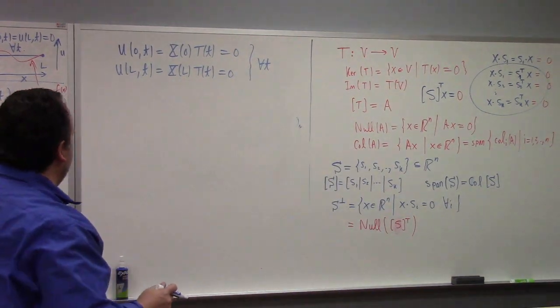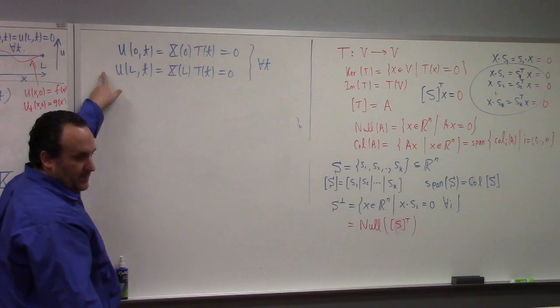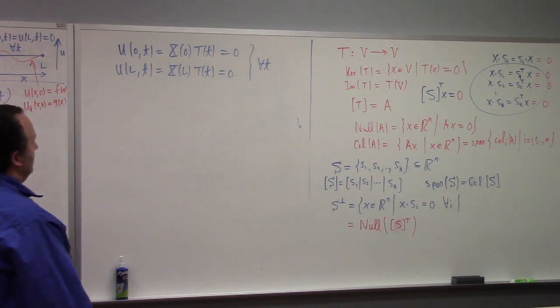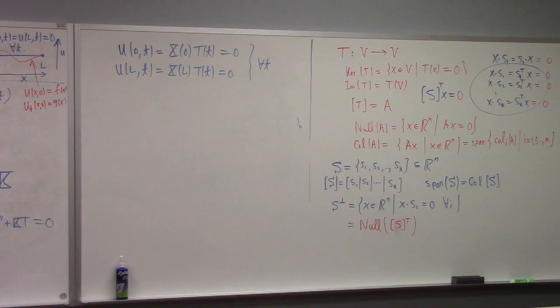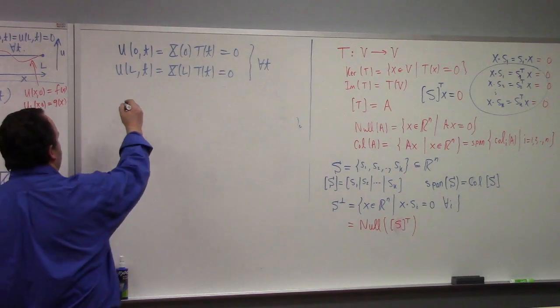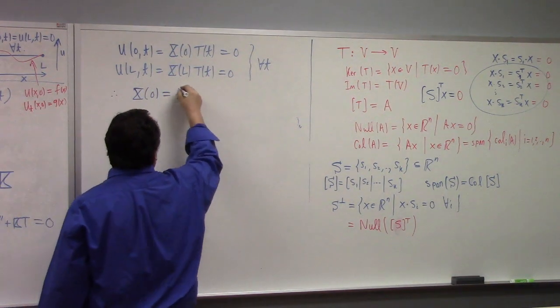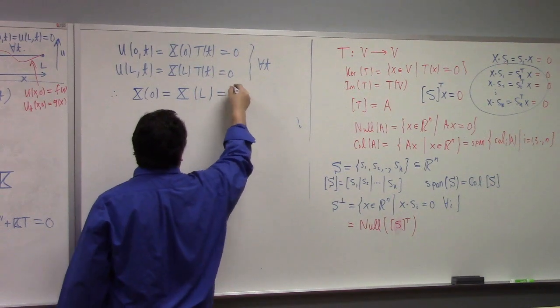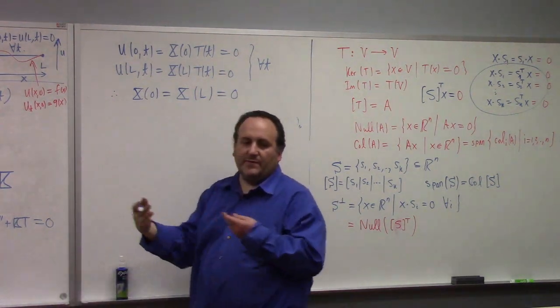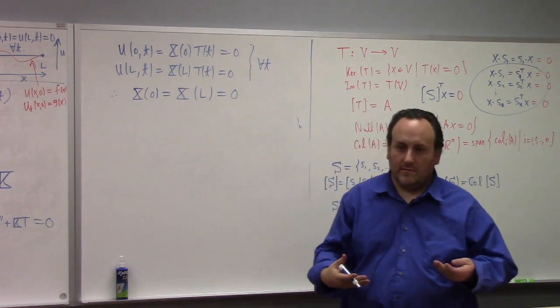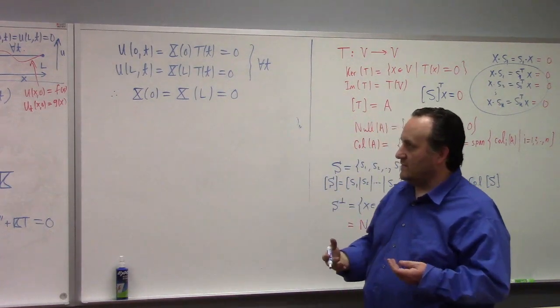I wrote another board. So here, you see now? Okay. Since those are both zero, that means that in fact X of 0 has to be equal to X of L is equal to 0, which means I can use the examples I was working out before. You see? To get solutions.